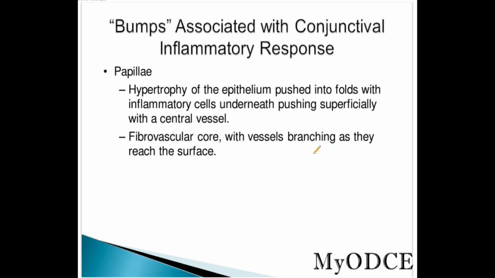So to start with, papillae are a hypertrophy of the epithelium pushed into folds with inflammatory cells underneath, pushing superficially with a central vessel. That central vessel is part of a fibrovascular core with vessels branching as they reach the surface. So under the slit lamp, or even just if the lid is flipped and you're just looking at the patient, you would expect it to have a bit of a reddish hue at least, right? To be more reddish.